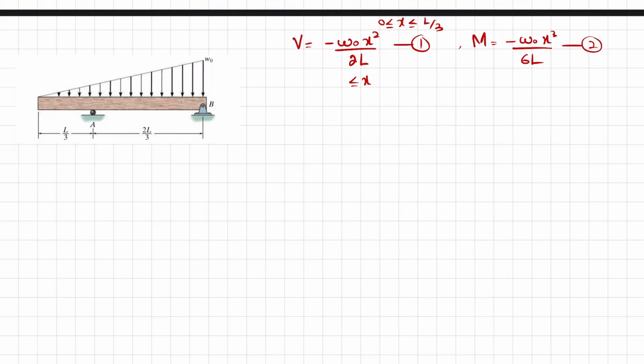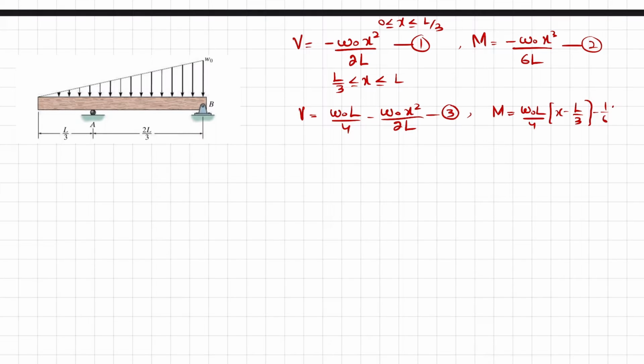Similarly, for x greater than or equal to L by 3 and less than or equal to L, we have the shear force equation, which was W naught L over 4 minus W naught x square over 2L. So this is equation number 3, and the moment is W naught L over 4 into (x minus L over 3) minus 1 over 6 W naught x cube over L, and this was your equation number 4.